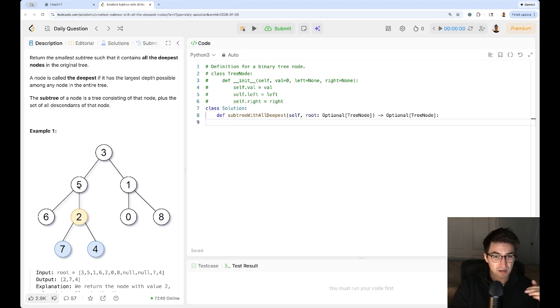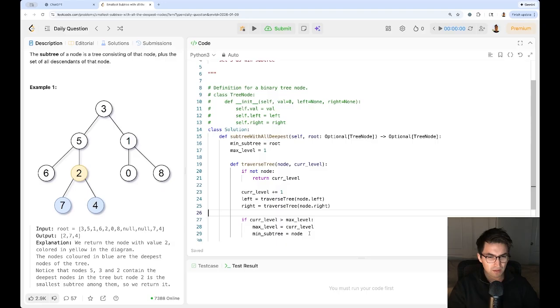And likewise, 4 gets returned from 1 to 6 to 5. They both have a depth of 4. If left or right are greater than the max level, then it makes sense to set the parent node of 2 equal to the min subtree.